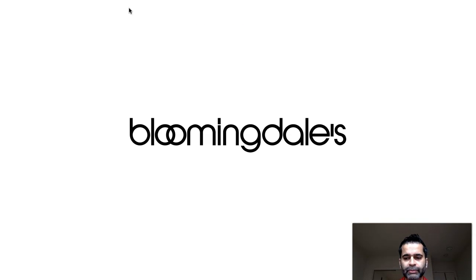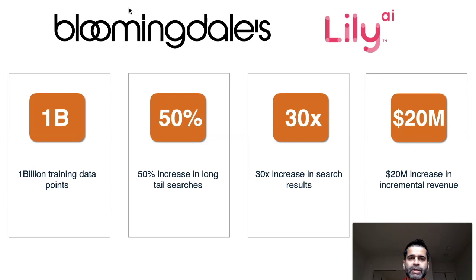So let's come back and look at the Bloomingdale's example as we talked about before. Bloomingdale's used a tool called Lily.ai to enrich their data. They ran 1 billion training data points, which were run automatically through the Lily system. They were able to see a 50% increase in long tail searches, which means when people are on the Bloomingdale's website, they're searching for products by using customer-centric attributes, which we discussed before. They're looking for mannequin dresses in the evening for California weather. Like, it could be anything. These are long tail searches, which means they're using multiple words when they're searching.